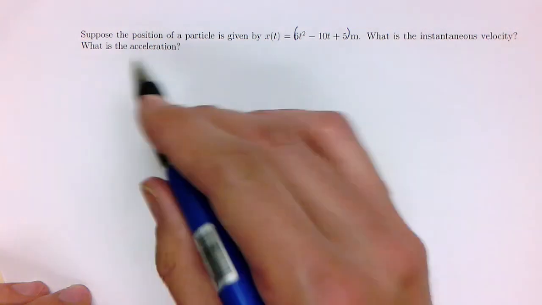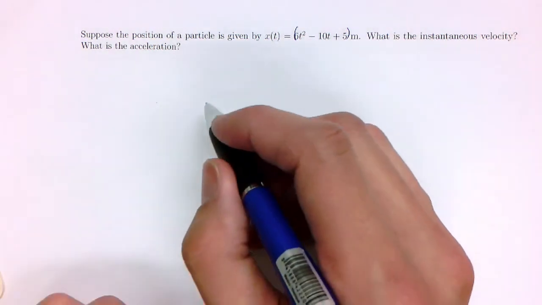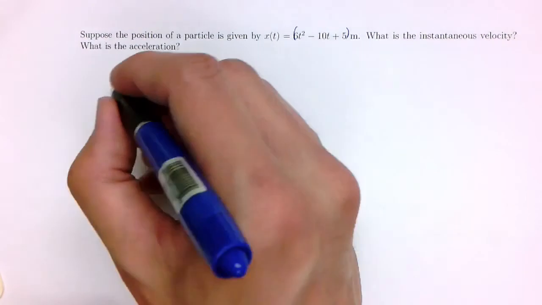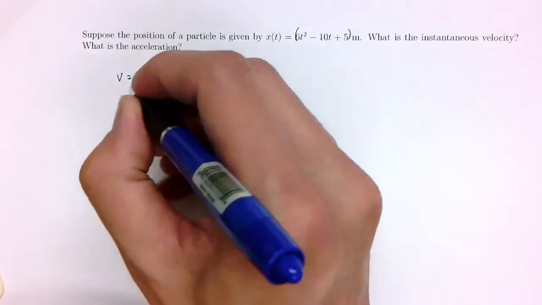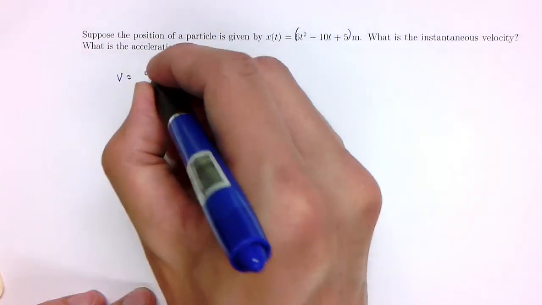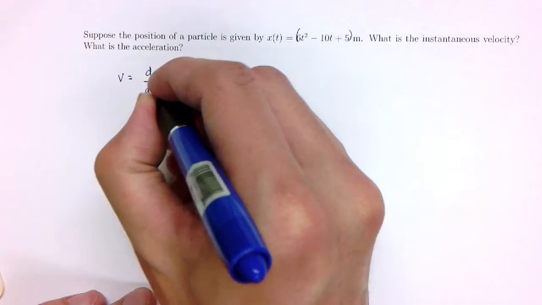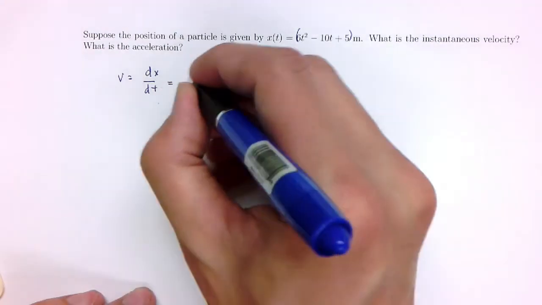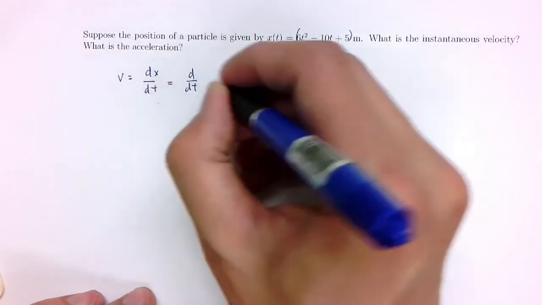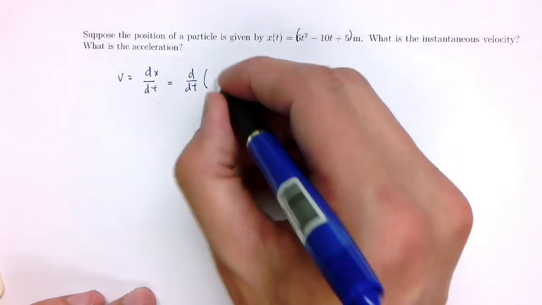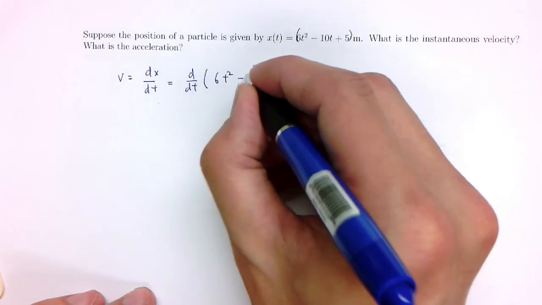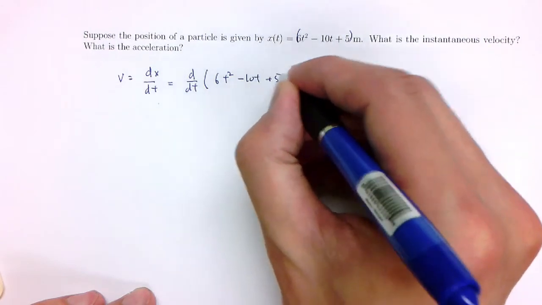What is the instantaneous velocity? What is the acceleration? Okay, so let's basically do it. The instantaneous velocity, if you recall, is basically the derivative of x with respect to t, right? So this is going to be d by dt of x, which is 6t squared minus 10t plus 5.